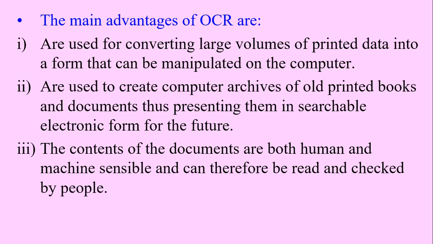The main advantages of OCR are, number 1, they are used for converting large volumes of printed data into a form that can be manipulated on the computer. Number 2, they are used to create computer archives of old printed books and documents, therefore presenting them in searchable electronic form for the future. Number 3, the contents of the document are both human and machine sensible and can therefore be read and checked by people.